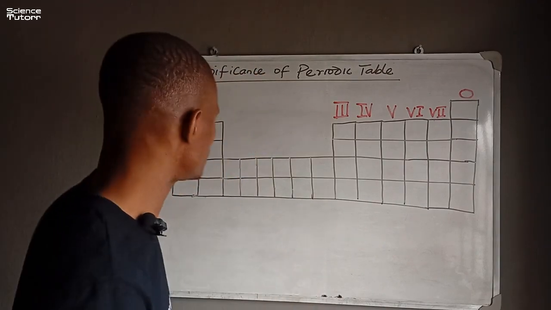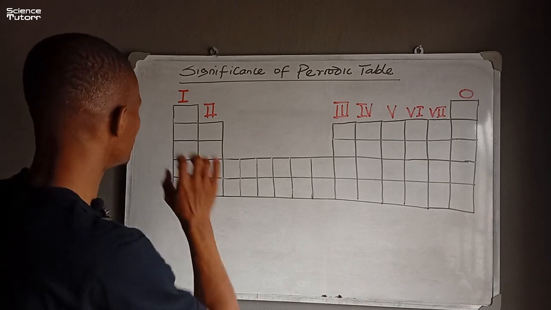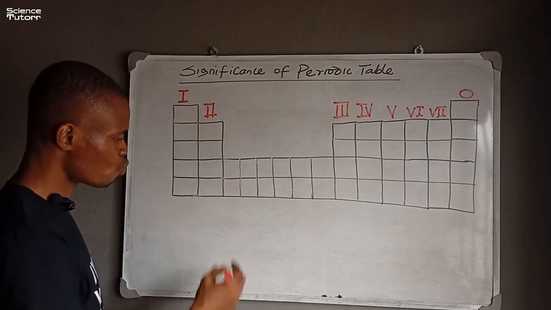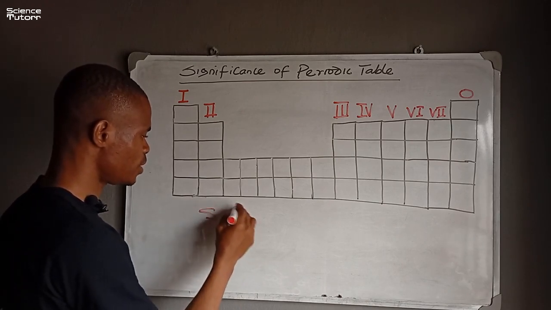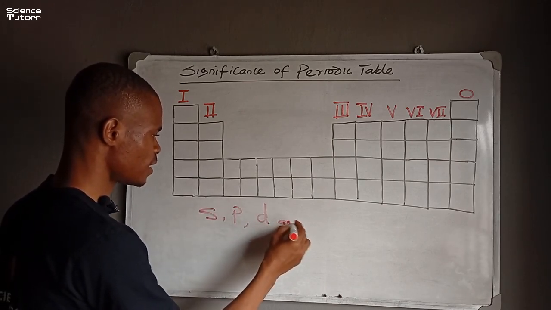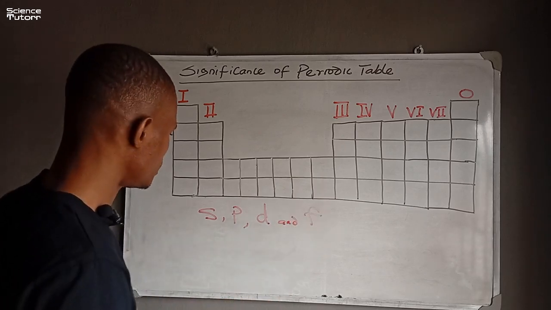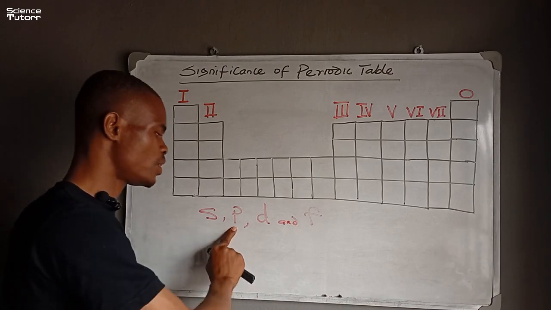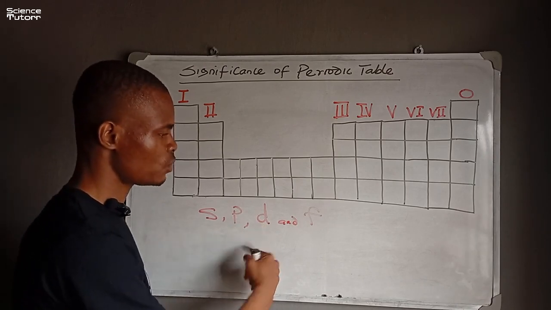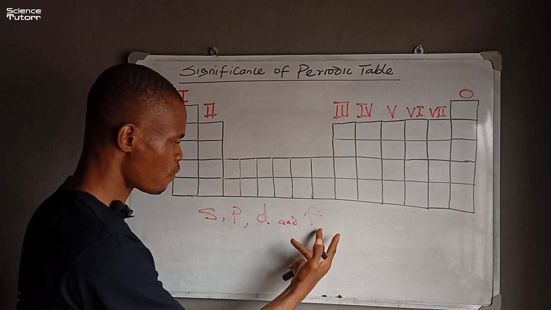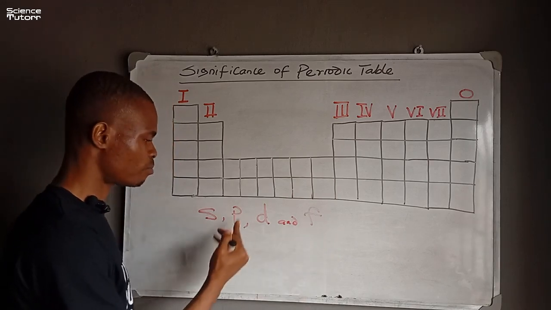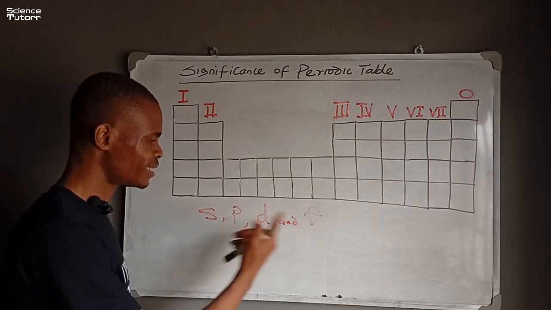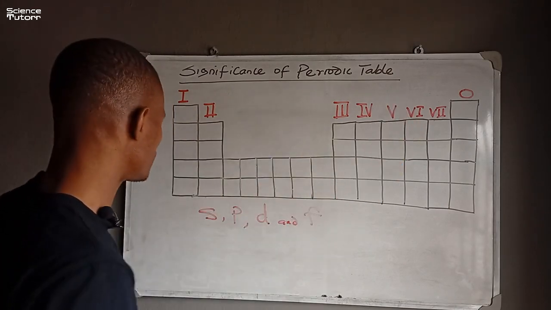For the purpose of this video, I shall be taking you through the blocks. Beginning with the first one, we have what we call the S, P, D, and F. S, P, D, F. As an acronym, it simply means S for sharp, P is for principal, D is for diffuse, and F is for fundamental. So sharp, principal, diffuse, and fundamental. How do we identify these with respect to the periodic table?